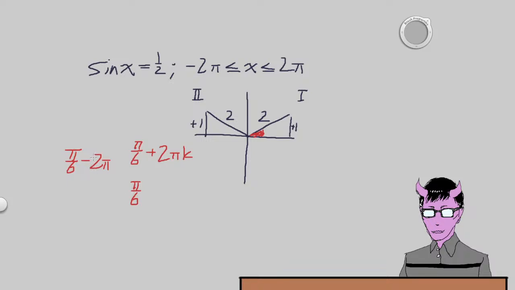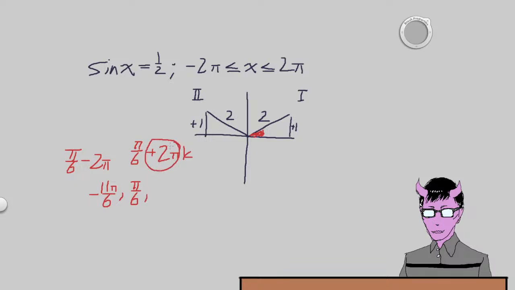What is that going to be? Top and bottom times 6. So 1 minus 12 is negative 11. So we have negative 11 pi over 6. That's going to be another answer that satisfies this particular argument and gives us a ratio of opposite over hypotenuse of 1 to 2. And this is the other one that we found initially.